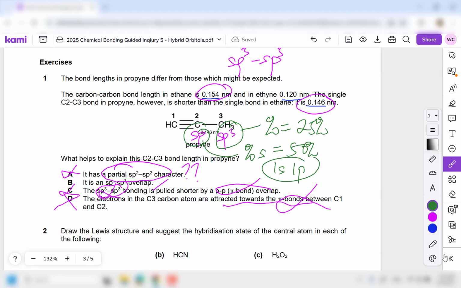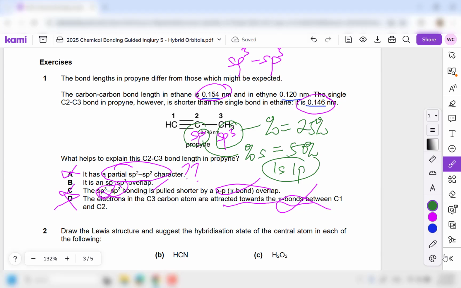Why is percentage of s character an important factor here? Because it gives you an indication of, on average, whether the electron density in the hybrid orbital is closer to the nucleus or slightly further away. Remember that electrons in the s orbital tend to be closer to the nucleus as compared to those in the p orbital. So you can draw a conclusion here: the greater the percentage of s character, on average, the electron density in the hybrid orbital, in this case the sp hybrid orbital, will be closer to the nucleus as compared to that in the sp3 hybrid orbitals.